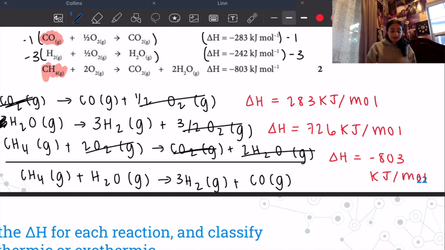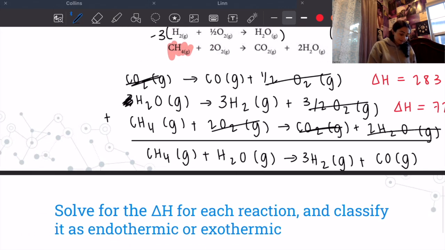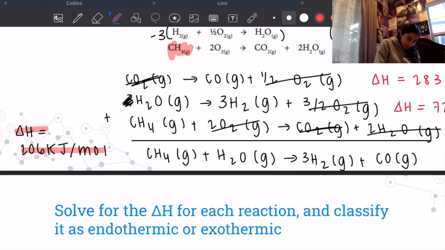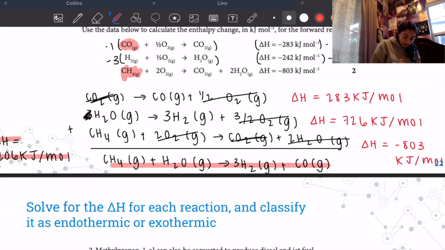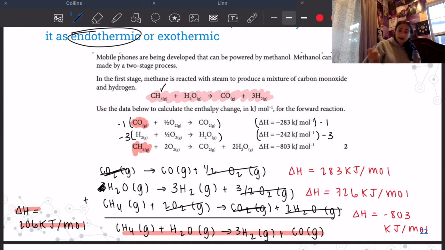Now we need to calculate our delta H, and we're just going to add all of these up together. So 283 plus 726 plus -803 is going to be 206. I'm going to write that over here. So there are our answers. And then lastly, we need to classify the reaction as endothermic or exothermic. Since delta H is greater than 0, this reaction is going to be endothermic.